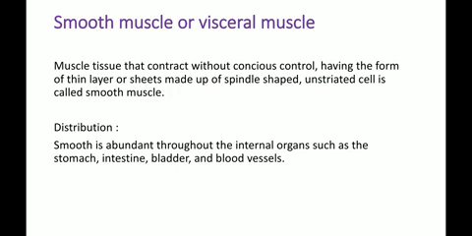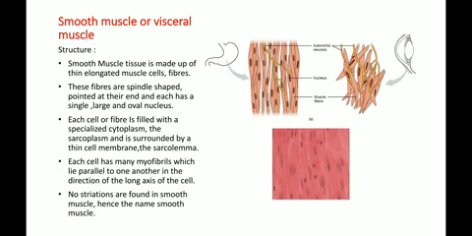Now let's discuss in detail smooth muscle or visceral muscle. Smooth muscle contracts without conscious control, having the form of a layer or sheet made up of spindle-shaped unstriated cells. Now the distribution of the smooth muscle. Smooth muscle is abundant throughout the internal organs such as the stomach, intestine, bladder and the blood vessels. Now the structure of the smooth muscle or visceral muscle.